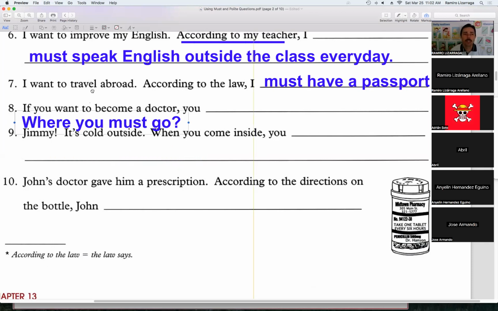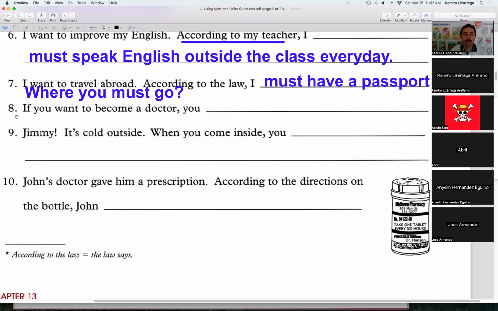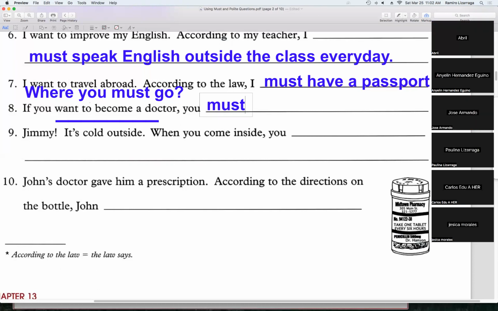Look, if you want to become a doctor, where you must go. A ver, ¿quién me lo dice? Where you must go. Fíjense, la pregunta la hice, como vi la respuesta, pues ya cambié el what you must do. Sí se puede usar la misma pregunta. What you must do. Pero para ser más específico, con la respuesta que hay, hice la pregunta del where you must go.